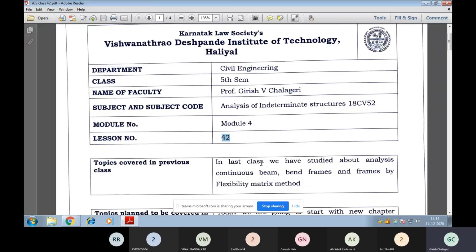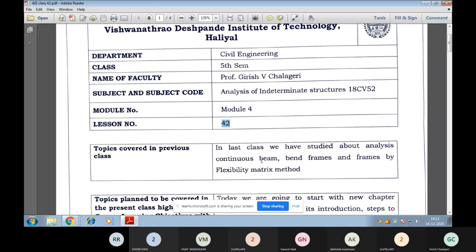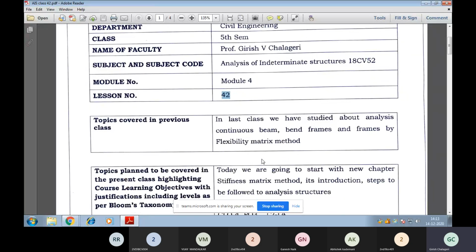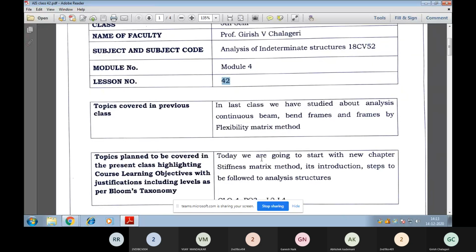So, in the previous classes, we have studied the analysis of continuous beams, frames, trusses, and bent frames. All were analyzed by using the flexibility matrix method. And today we are going to start a new chapter, that is the stiffness matrix method. It is also the same as flexibility. Instead of flexibility, we are dealing with stiffness here. Stiffness means we are going to find the stiffness of individual members at the joints where we require.